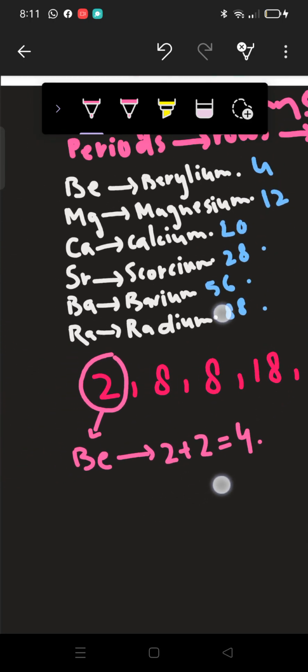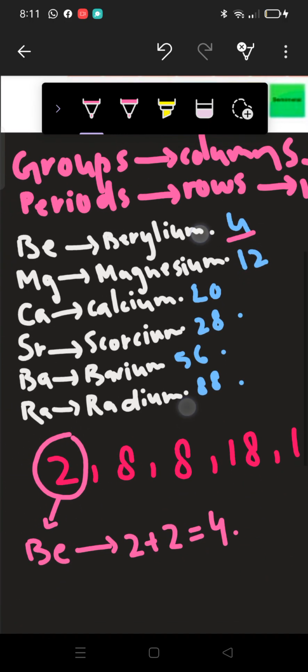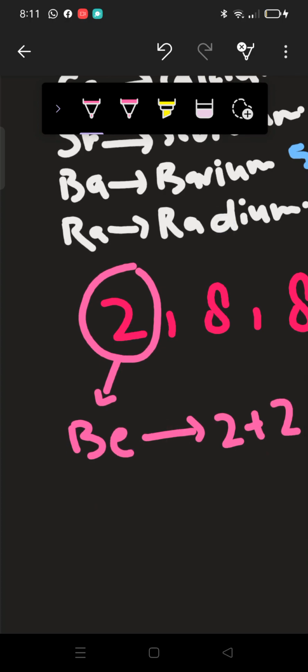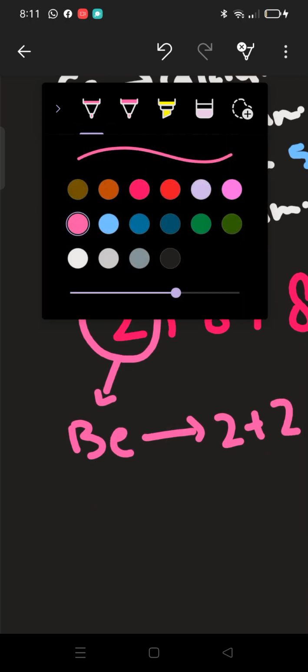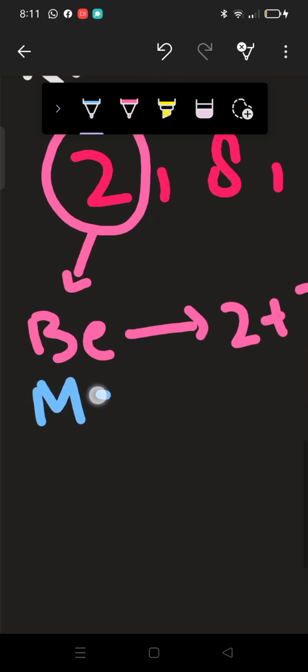As you can see here, the atomic number of beryllium is 4. Alright, so second we have magnesium. Let me change the color. We have magnesium, which is represented with capital M and small g.